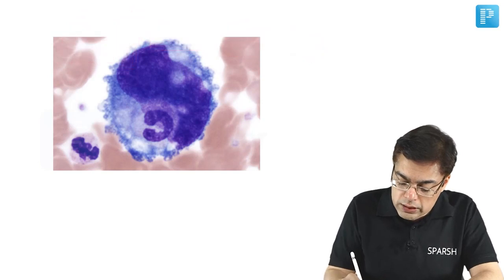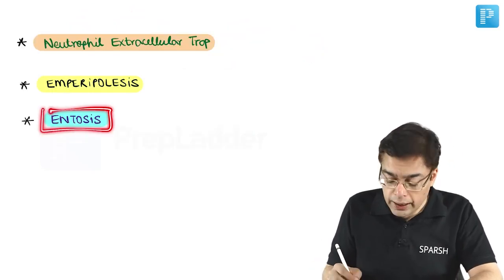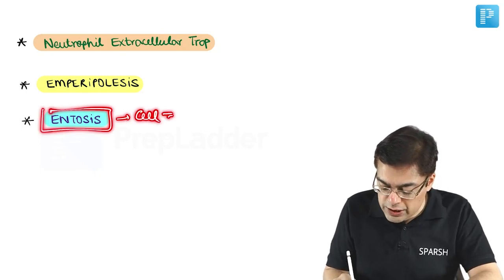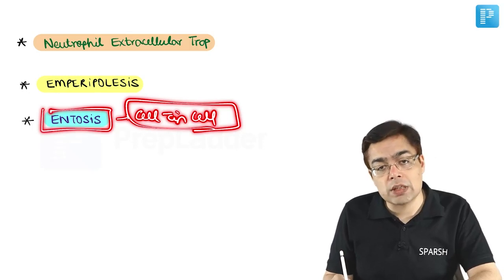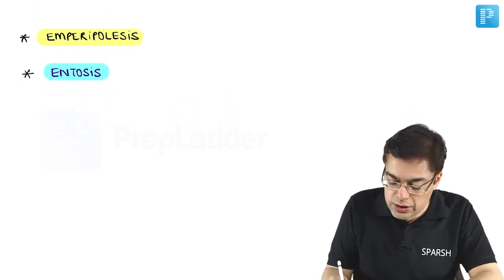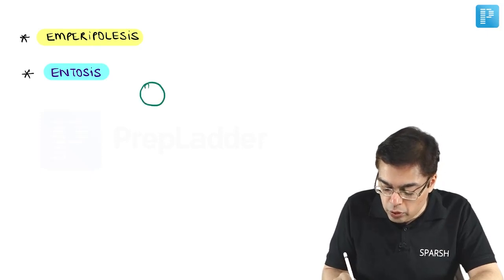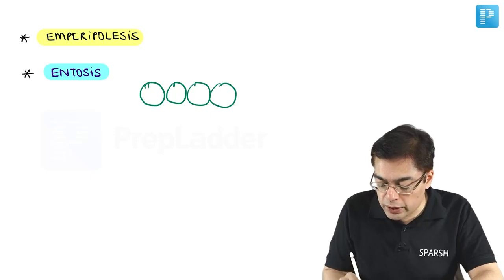Now, what was asked to us in a recent exam was with respect to something called entosis. Entosis is also given the name of cell within a cell. Then how is it going to be different from emperipolysis and phagocytosis? Entosis is different because of a simple fact. You have one important cell, you have another important cell, and let us say these cells are present in close contact with each other.